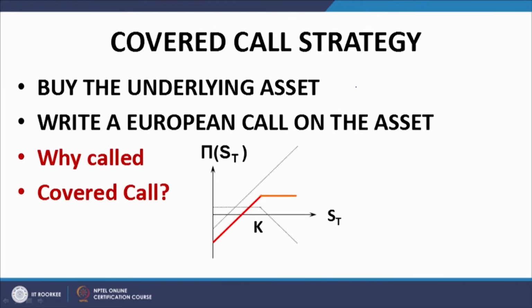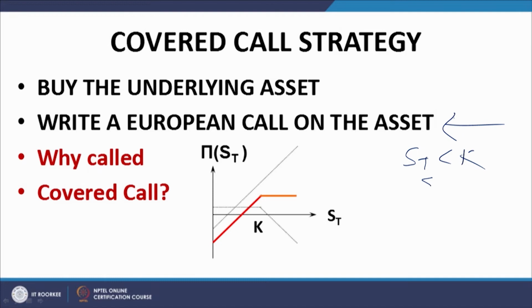So, the covered call strategy is an interesting strategy. It's a straightforward strategy. You buy the underlying asset and write a European call on the asset. Why is it called covered? That's the first question. Why it is called covered arises from this. If you are writing a call option, what will happen? It means that if the stock price finishes up below the strike price, the call will not be exercised, and that will not be a problem. That will not invoke any liability on your account.